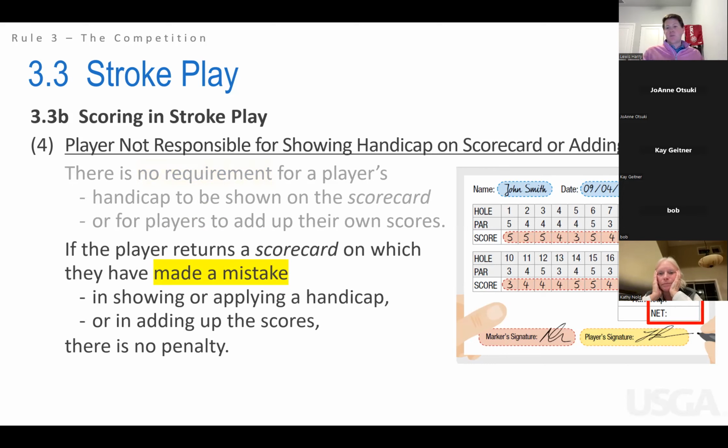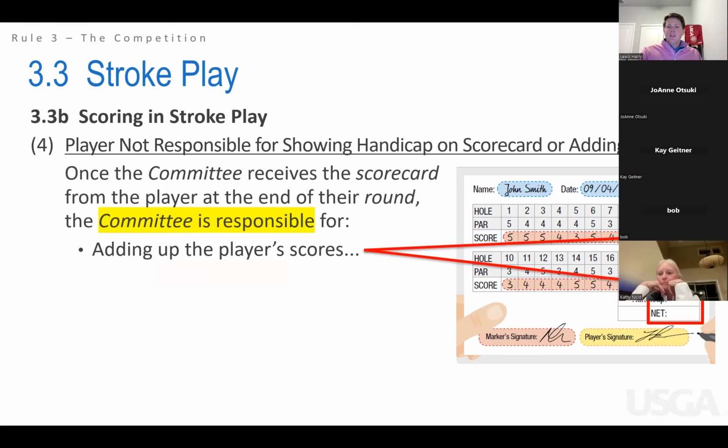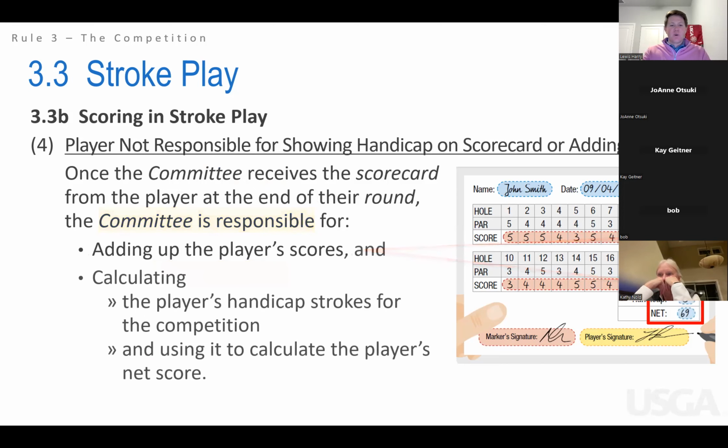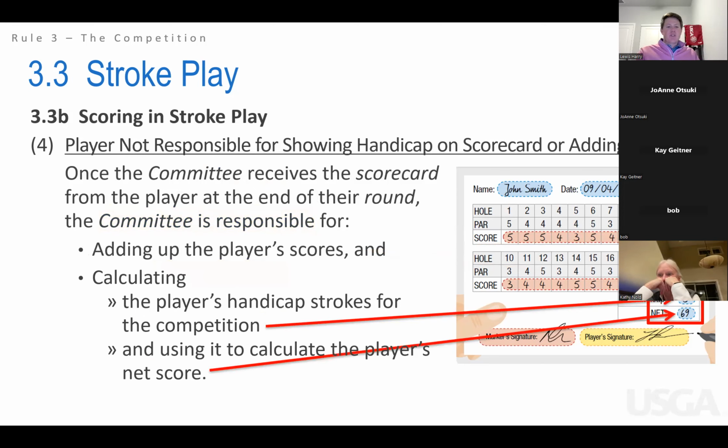There's no penalty because that responsibility ultimately is going to fall on the committee. That is a committee responsibility. It is not the player's responsibility. So if there is an error or mistake made when dealing with the handicap strokes, that is going to be a committee responsibility to fix. The committee is ultimately responsible for adding up the scores, calculating those handicap strokes, and using them to get the net score. All of that is the committee's responsibility. So the player is only responsible for those 18 scores in the hole boxes and the 2 signatures.